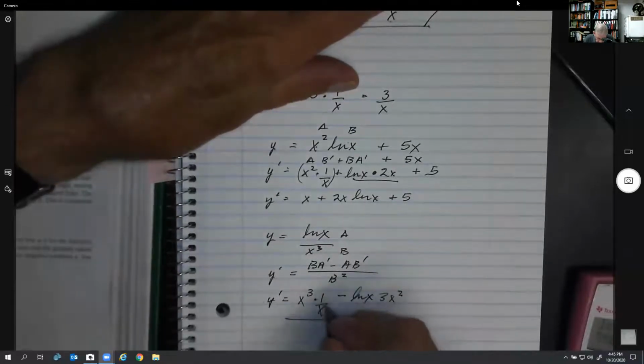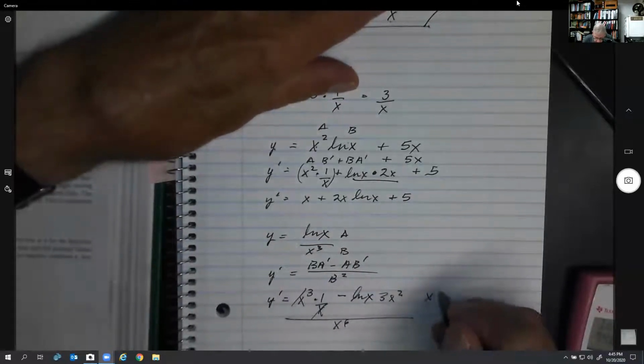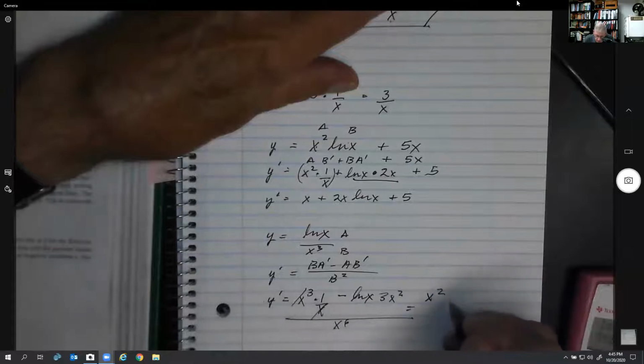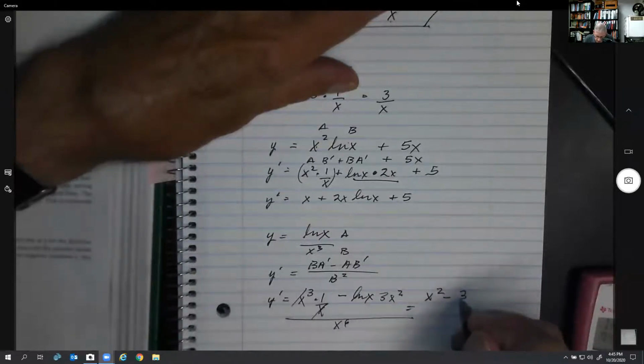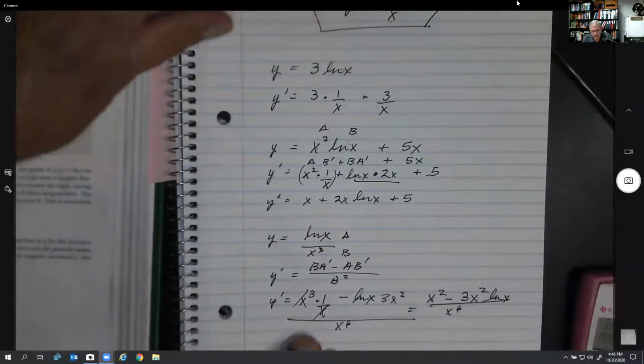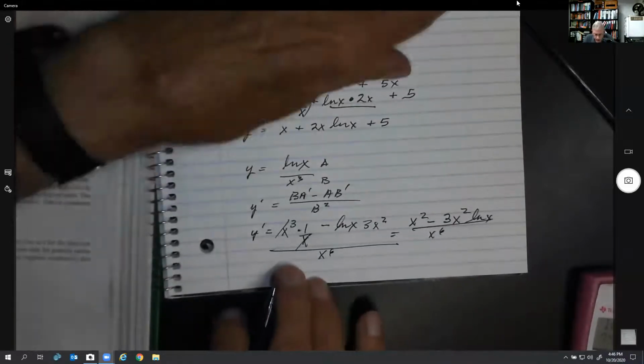Well, we can see these are going to cancel. We get x squared minus 3x squared ln x over x to the 6. Running out of space here. We'll see if we can cram it in.